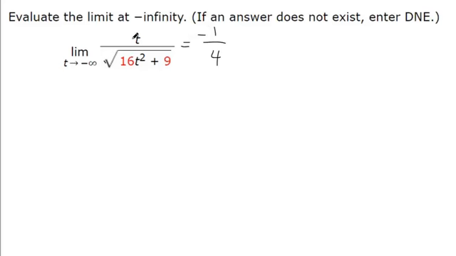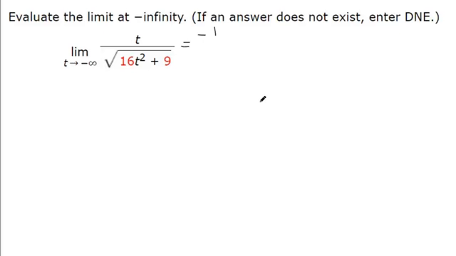And it's a 1/4 because if the powers match, the limit as t goes to infinity or negative infinity levels off as a ratio of the coefficients. The square root of 16 is 4, and, well, actually we don't have a square root, but this is a 1 in the numerator. So that's why it's -1/4.